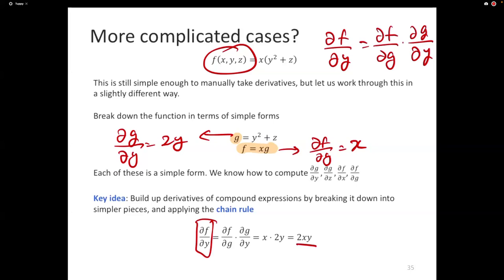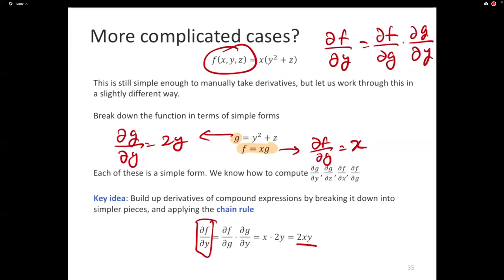What I have done here is essentially what backpropagation keeps doing, but there's one more bit of cleverness that it uses, which hopefully you'll start seeing very soon. But before we move on, any questions? Okay.